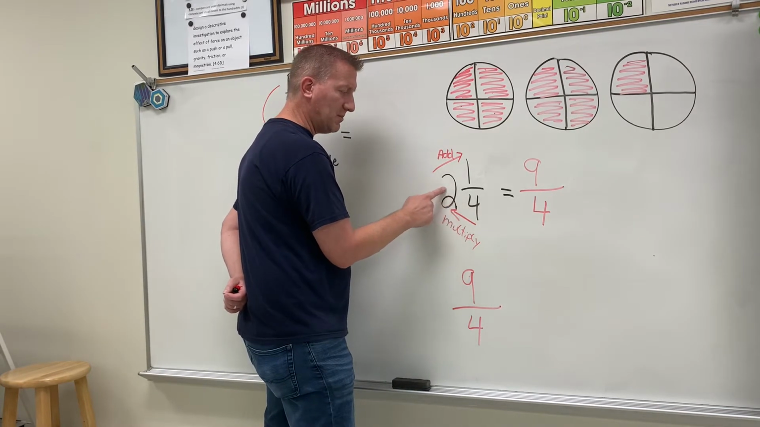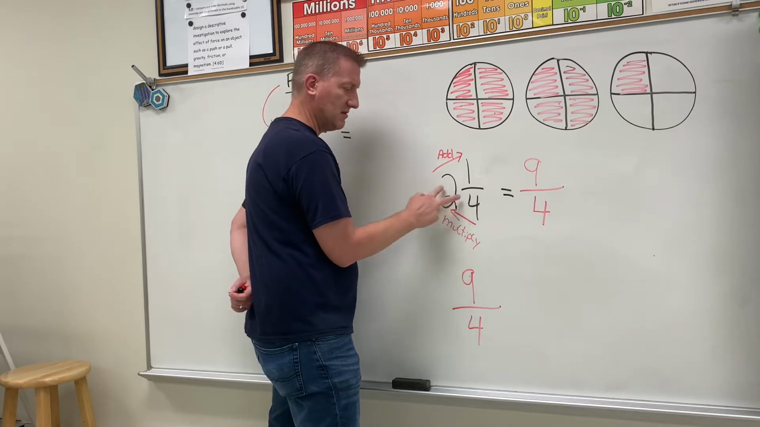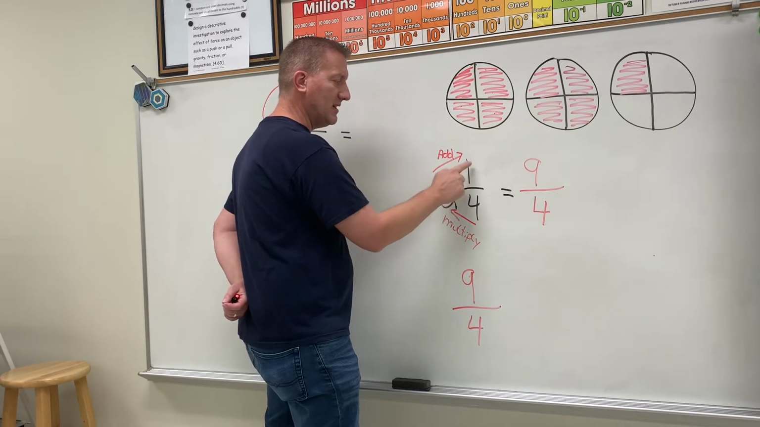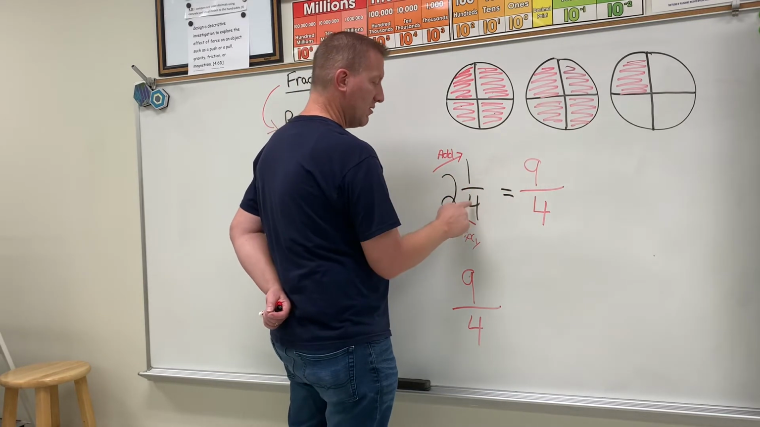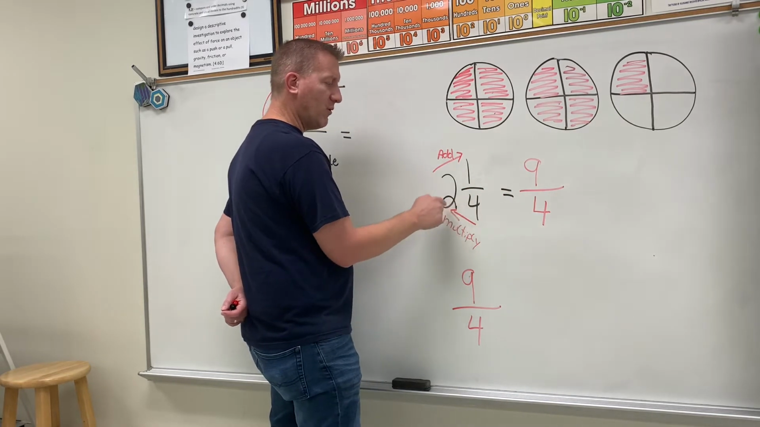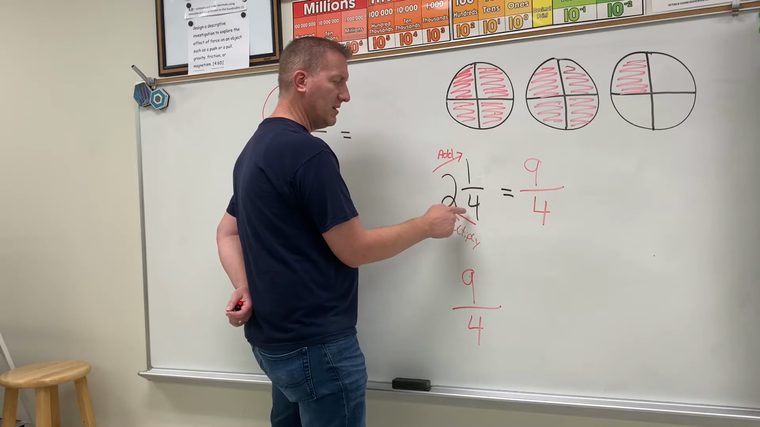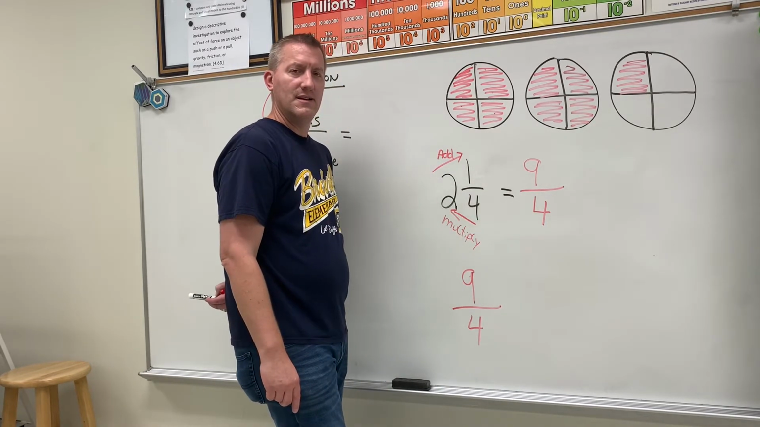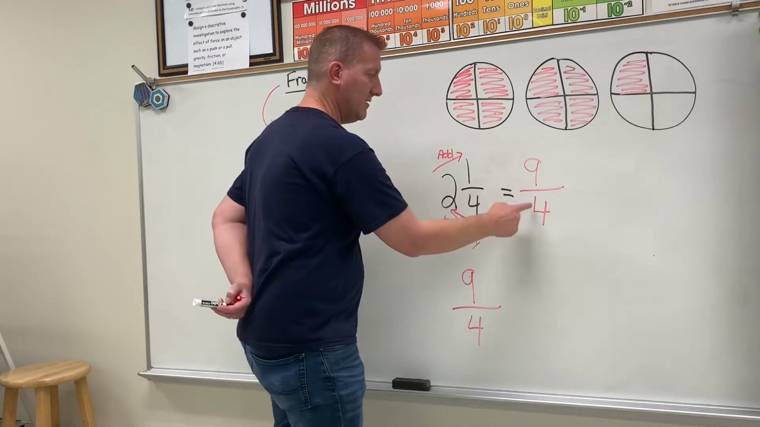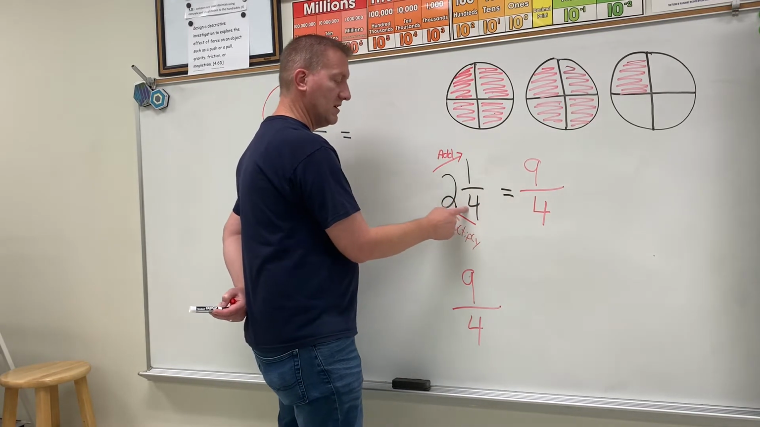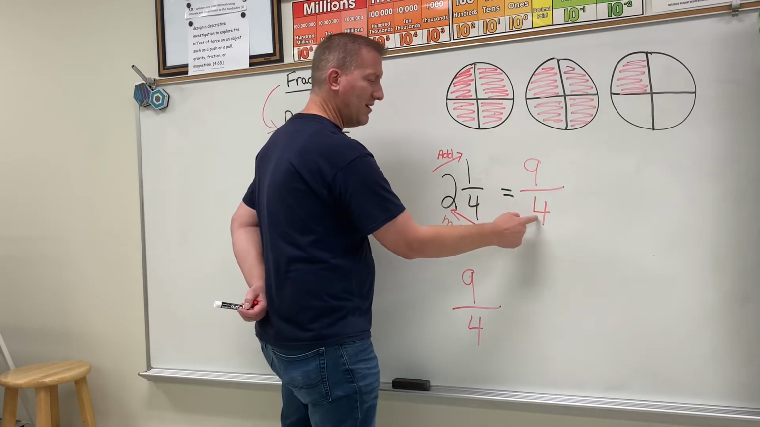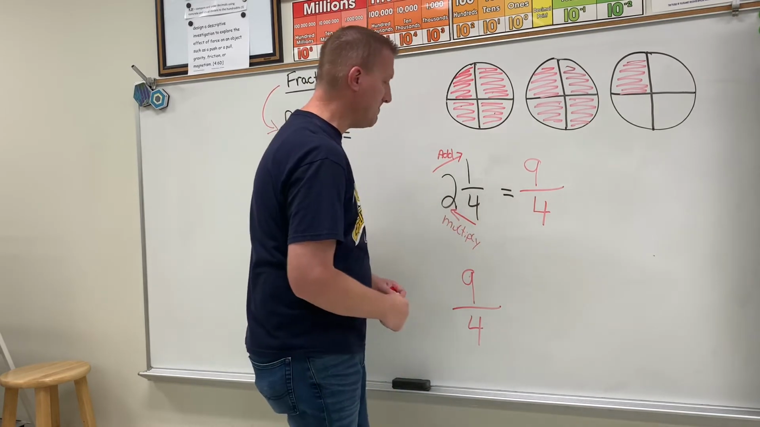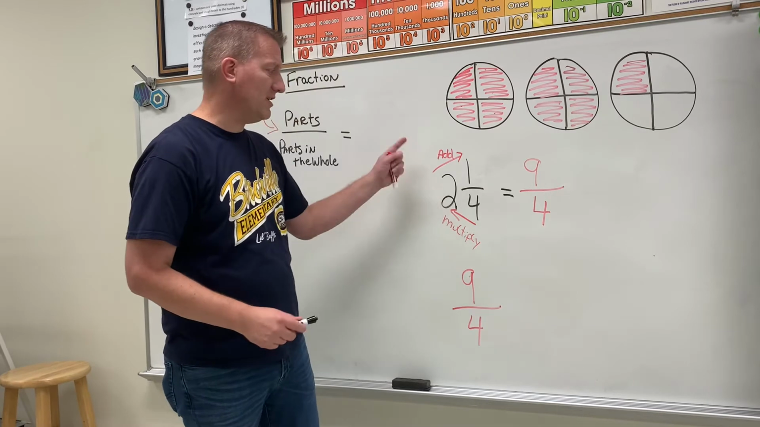You're going to multiply these two numbers, and then you're going to add to it the numerator. So 2 1/4 becomes 9 fourths. Okay? Because the denominator always stays the same. Okay? So that's how you change.